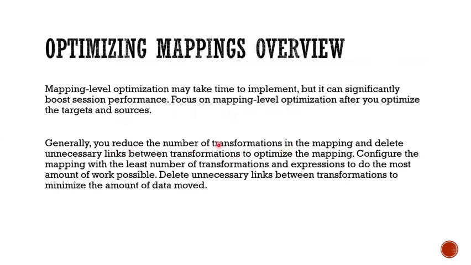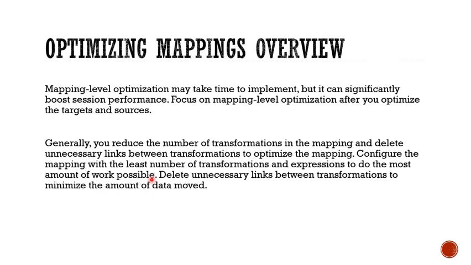Generally you reduce the number of transformations in the mapping and delete unnecessary links between transformations to optimize the mapping, right? Configure the mapping with the least number of transformations and expressions to do the most amount of work possible. So what it is trying to say is, suppose you are using multiple sources and there is an unnecessary link, you have linked it, but that information you are not using, right? So don't do that. You can remove that part.